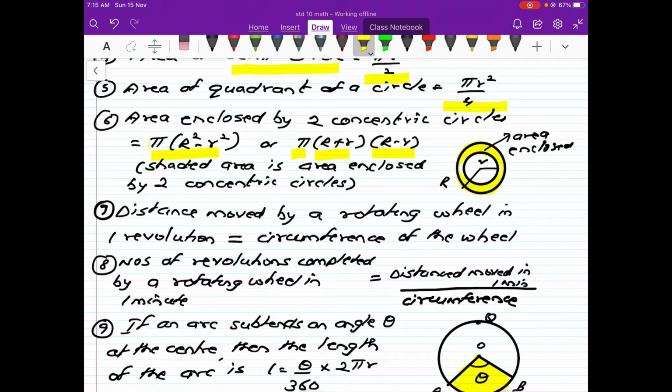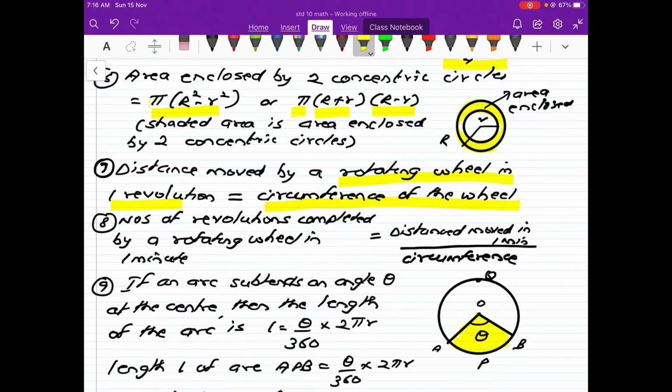Then we know the circumference of a wheel. If the wheel takes one revolution, the distance covered by the wheel in one revolution is equal to the circumference of the wheel. This is important in solving problems where a fixed distance is covered. So how many revolutions of the wheel have taken place?